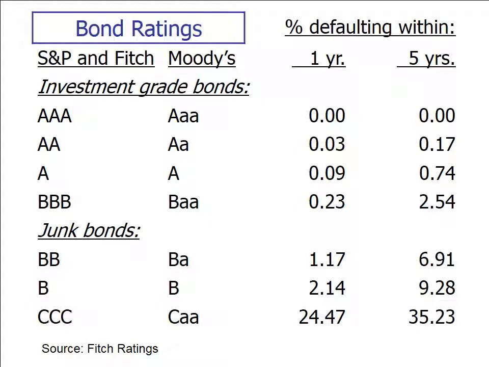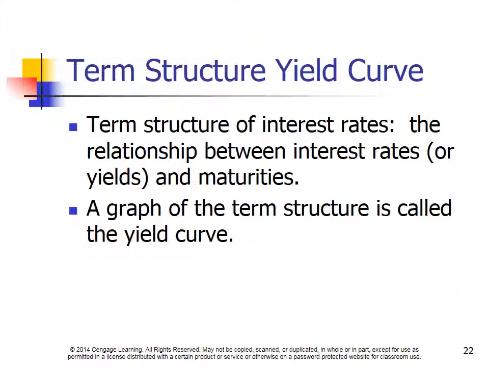There are several institutions doing bond ratings, including S&P, Fitch, and Moody's. They give investment grades at different levels, so the higher the level of your bond rating, the lower the rate.